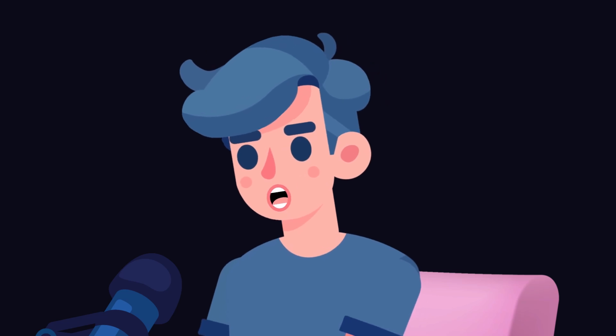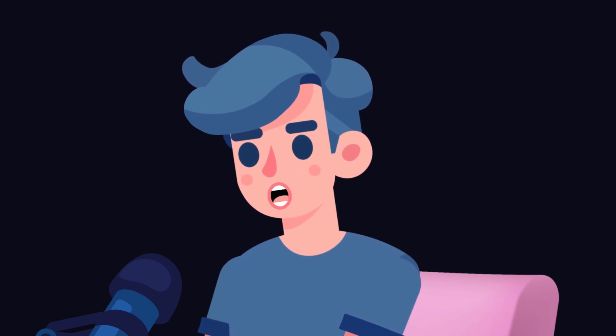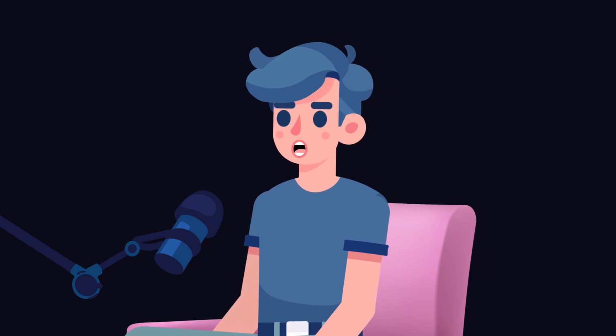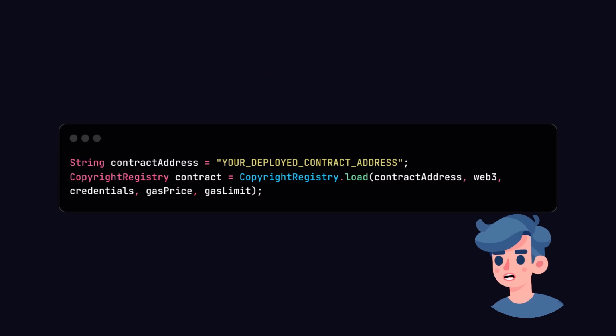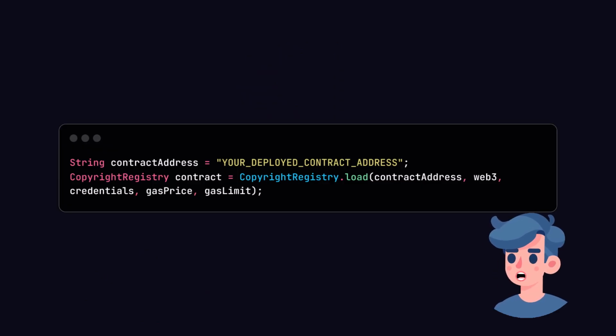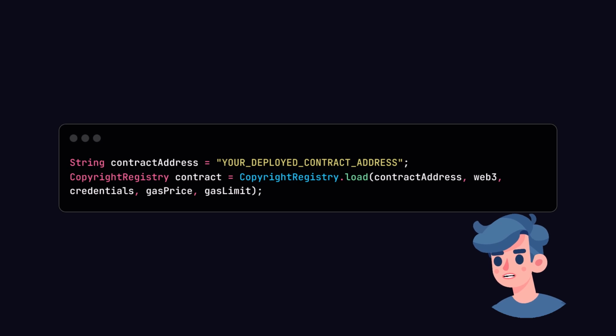Next, we have a function called register copyright that allows users to register their copyright. It takes the work title as an argument, increments the copyright count, and stores the copyright information on the blockchain. Now, let's compile and deploy this smart contract using Remix, which is an online IDE for Solidity development. After deploying our contract, we can interact with it using Web3j in our Java application.